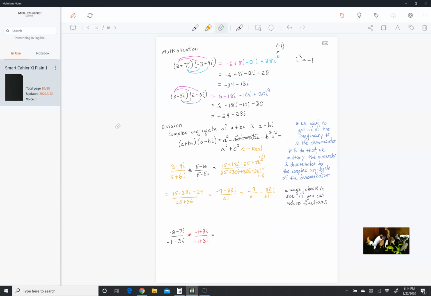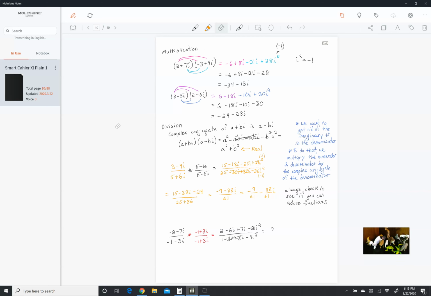on top, negative 2 times negative 1 is 2. Negative 2 times 3i is negative 6i. Negative 7i times negative 1 is plus 7i. And negative 7i times positive 3i is negative 21i squared. Then on bottom, negative 1 times negative 1 is positive 1. Then we get negative 3i, positive 3i, so that cancels. And then minus 9i squared. So this goes away.